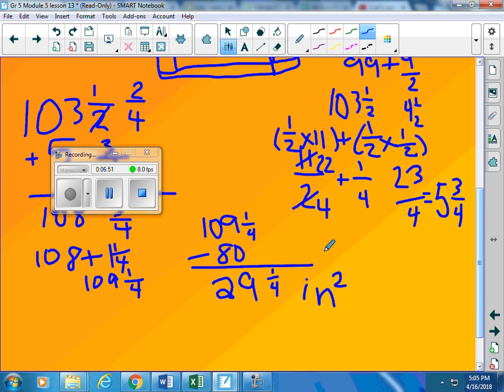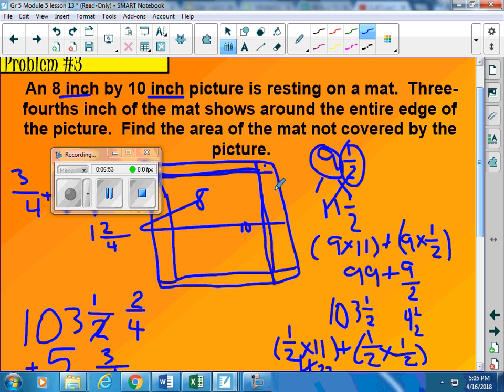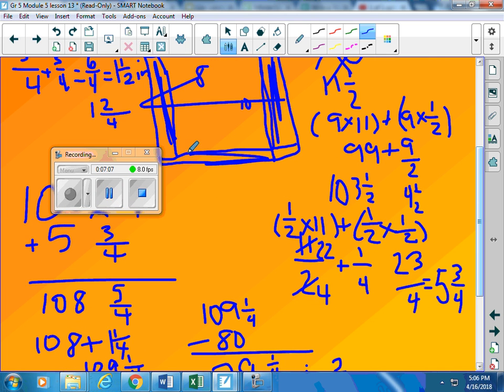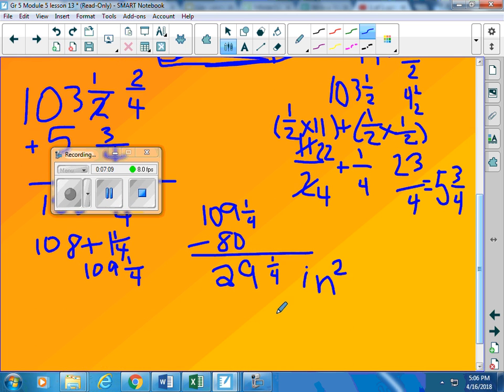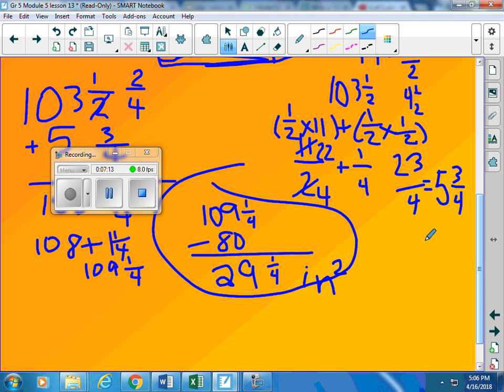So let's see if that makes sense. Find the area of the mat not covered by the picture. So that would be the area of this rectangle, this rectangle, this rectangle, and this rectangle. So if the whole area of the inside's 80, and this is going to be a lot smaller than that, it makes sense to me that this would be my answer.